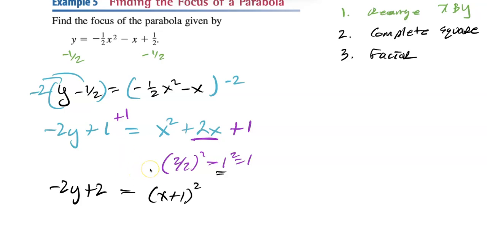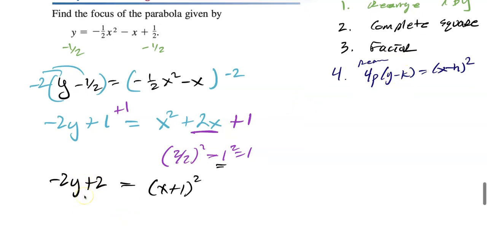Now we get to here, and I want to remind you what a general formula looks like, right? For a parabola, it is 4p (y minus k) equals (x minus h) squared. So we want to make it look like that. So we have to rearrange again, maybe factor. So I need the y by itself here. So we're going to factor out the -2.